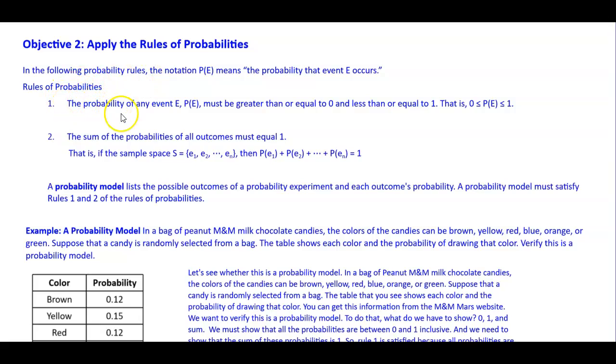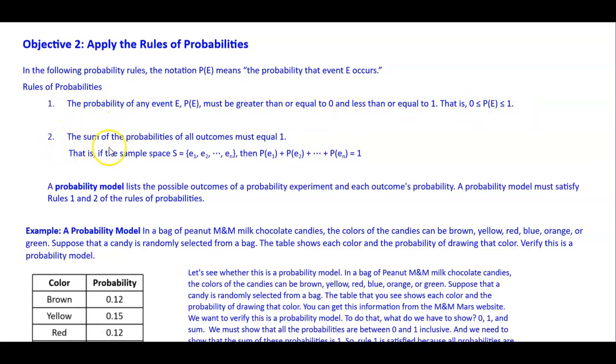Number 1, the probability of any event E, the probability of E, must be greater than or equal to 0 and less than or equal to 1. That is, the probability of event E has to be in between 0 and 1, and this less than or equal to means that it's including 0 and 1.